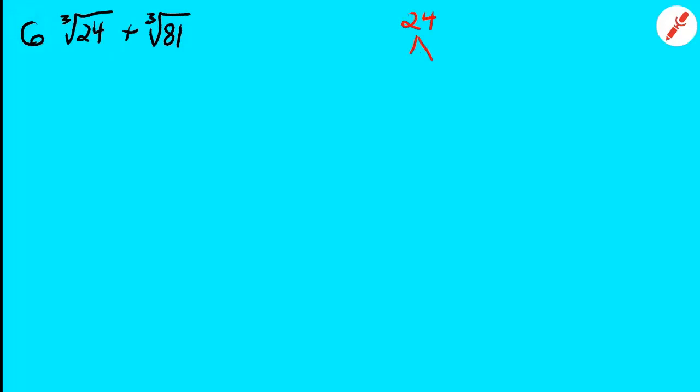24 is, I don't know, what is it? 6 times 4. 6 breaks down into 2 times 3, and 4 breaks down into 2 times 2. So 24 equals 2 times 2 times 2 times 3. Look at this. The index is 3, which means we're looking for 3 of the same number, and here it is. There are 3 twos. So what does that mean?